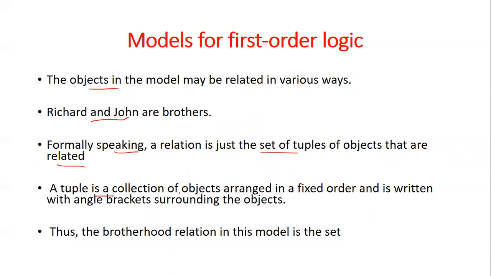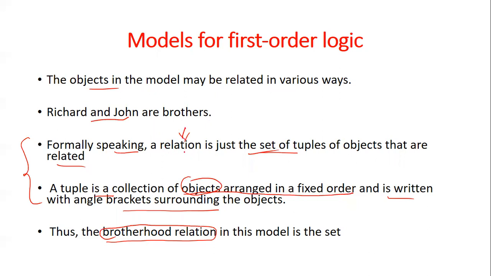And what is a tuple? A tuple is a collection of objects arranged in a fixed order and is written within angle brackets surrounding the objects. Right? A relation is a set of tuples of objects, and a tuple is a collection of objects. Relation is a set of tuples. Tuple is a collection of objects arranged in a particular order and placed within angle brackets. Okay. Then how can we represent the brotherhood relation using tuples, that we will see. So what we have discussed here: a relation is a set of tuples and a tuple is a collection of objects arranged in a fixed order.